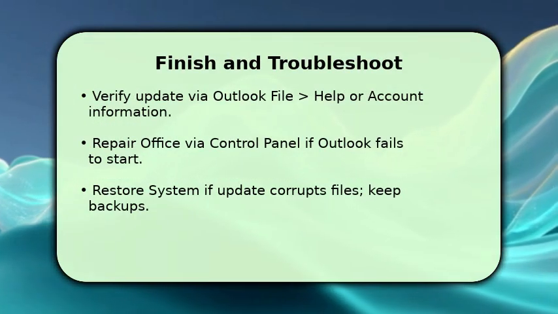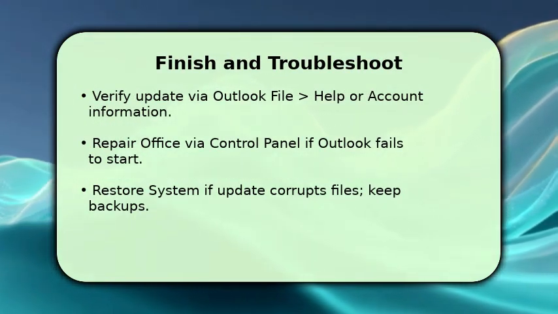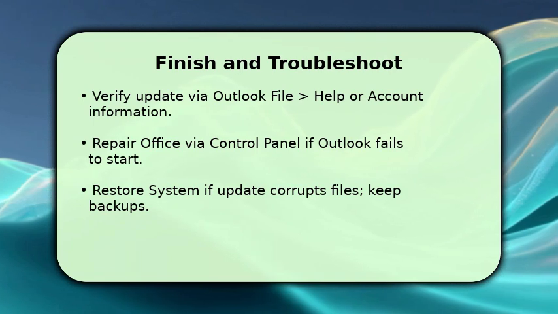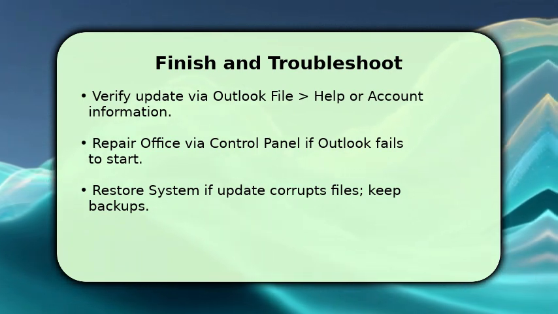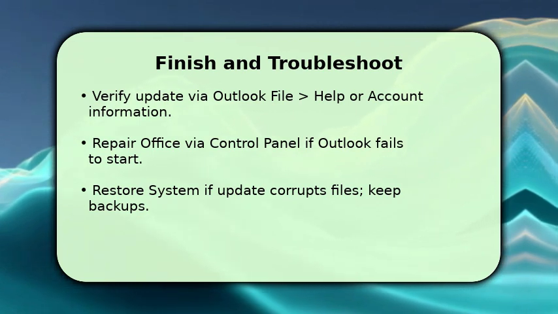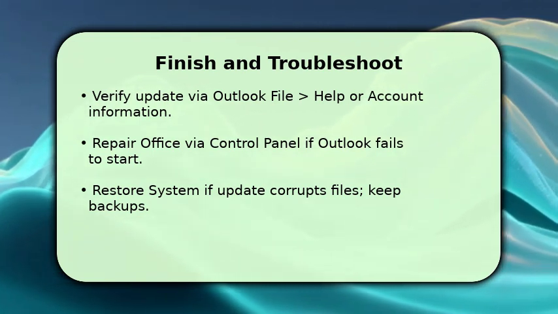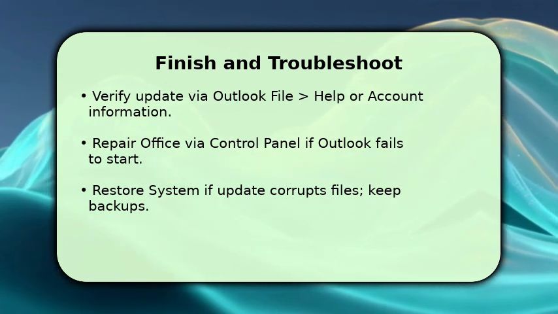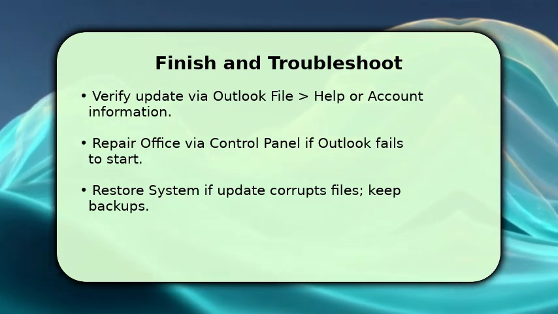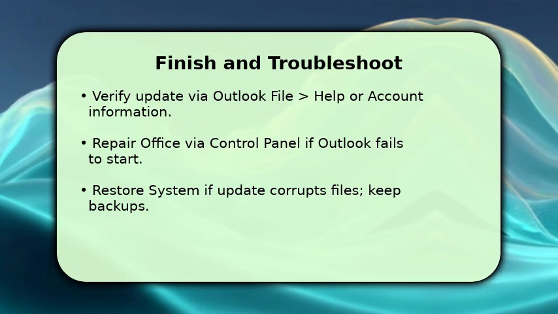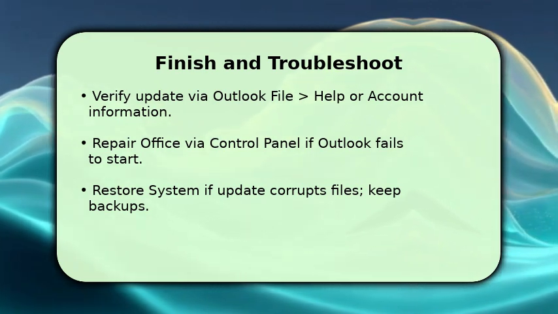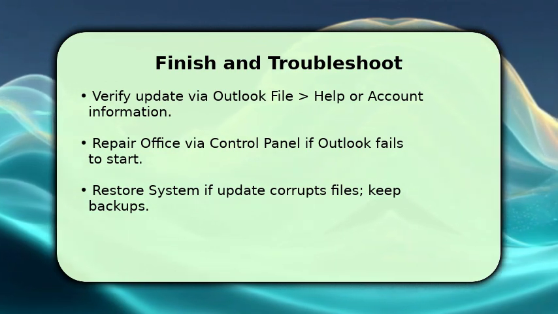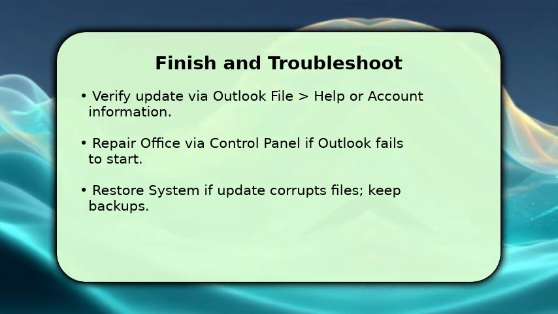You finish by opening Outlook and checking the version under File Help or Account to confirm the update installed. If Outlook behaves oddly or won't start, run Office Repair from Programs and Features. That fixes missing or corrupted components. Make sure to apply all pending Windows updates as well. If repair fails, use the system restore point you created to revert changes, then retry a clean install.